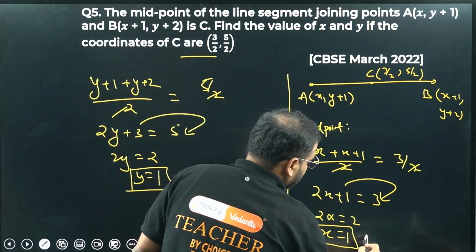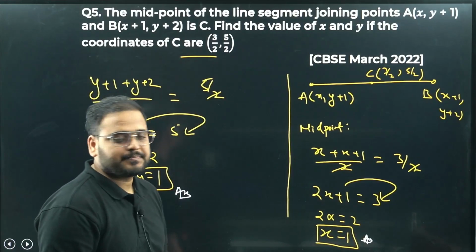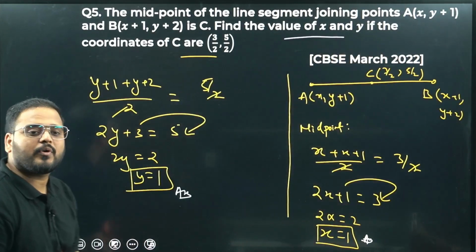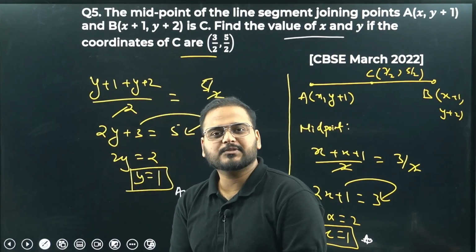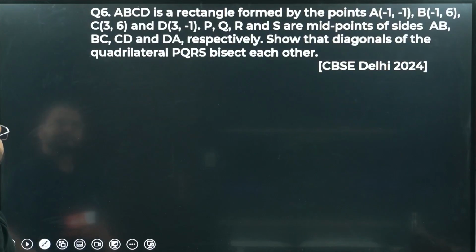x is 1 and y is also 1, sir. They're looking for what? Find the value of x and y. Answer is x equals 1, y equals 1. Please have a look. Simple problem. Shall I move on to the next question? Yes? Okay, sir. Question number 6.